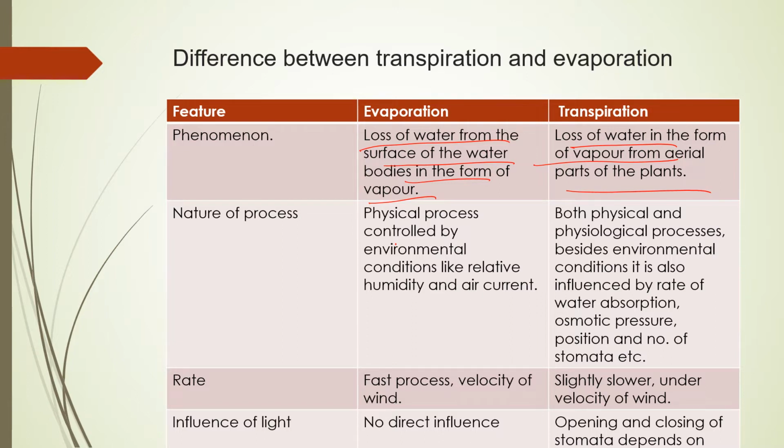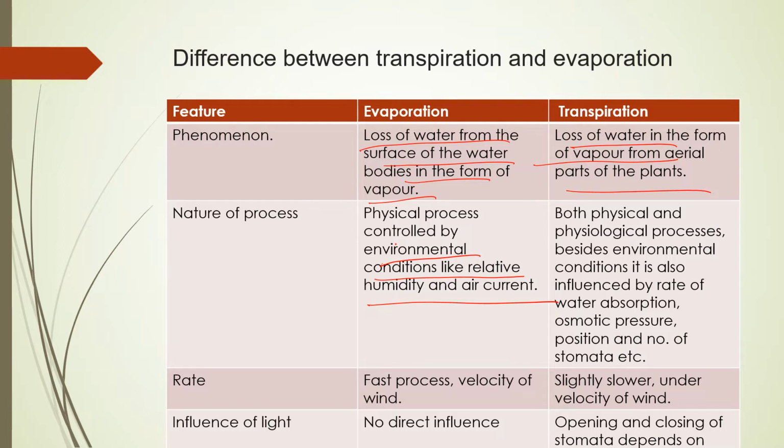Okay, so this is also vaporization. That one is also vaporization, but one is happening from the surface of water and transpiration is happening from the aerial parts of the plant. Now evaporation is a physical process and it's always controlled by environmental conditions like the relative humidity and the air current. Now transpiration is a physical as well as physiological process.